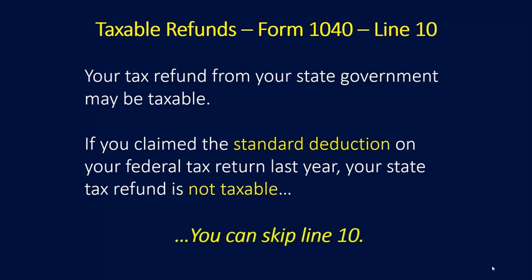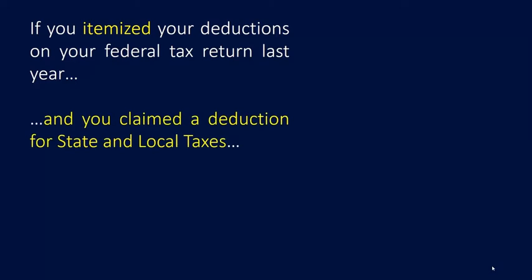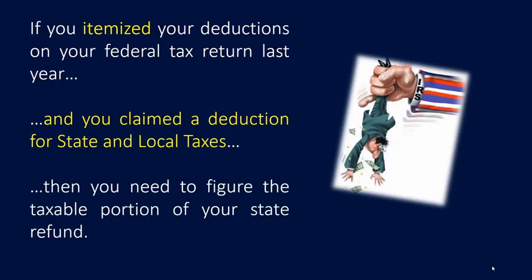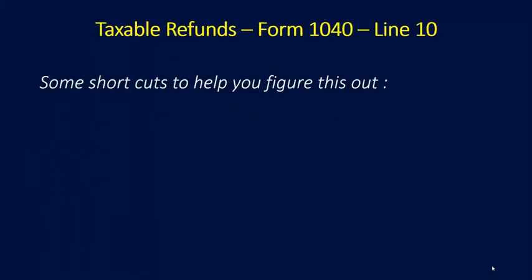Again, if you claimed the standard deduction on your federal return last year, you can skip over line 10. However, if you itemized your deductions on your federal tax return last year and you claimed a deduction for state and local taxes, most often these state and local taxes are withheld on your W-2, then you need to calculate or figure the taxable portion of your state refund. There are some shortcuts in order to help you figure this out.